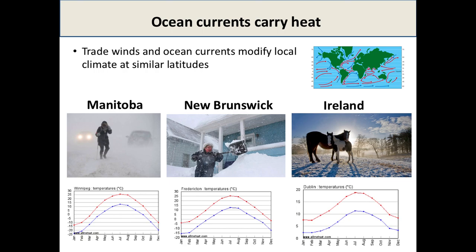If we were looking solely at the effect of radiation, each of these areas should have an almost identical climate, an almost identical summer maximum and winter minimum. But they don't. There's a massive contrast because of where they are geographically in relation to the ocean and the way that the oceans are distributing heat around the Earth.